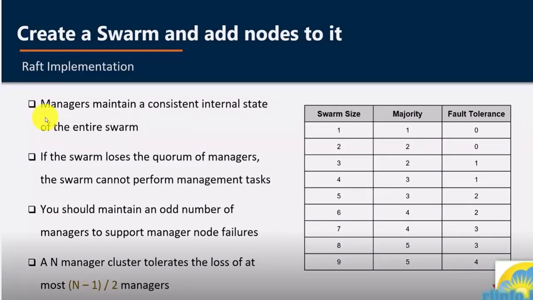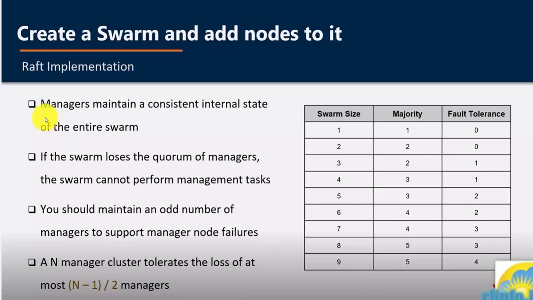Using a Raft implementation, the managers maintain a consistent internal state of the entire swarm and all the services running on it. If the manager in a single manager swarm fails, your service continues to run, but you need to create a new cluster to recover. If the swarm loses the quorum of managers, the swarm cannot perform management tasks. If your swarm has multiple managers, always have more than 2. To maintain quorum, a majority of managers must be available.